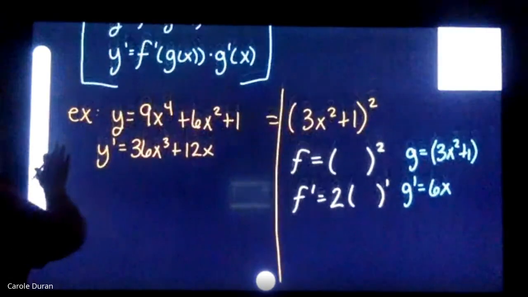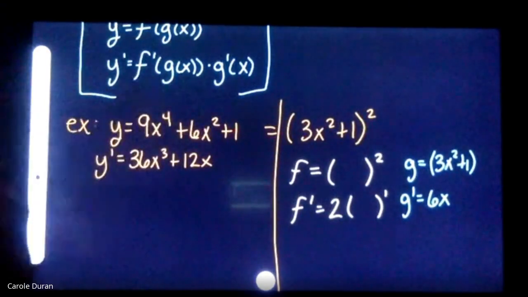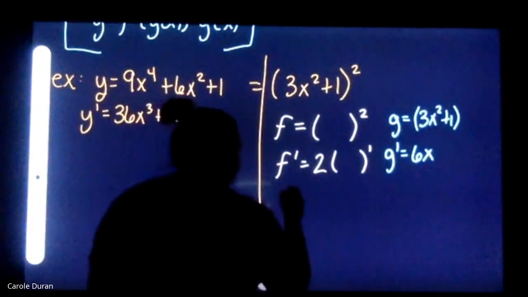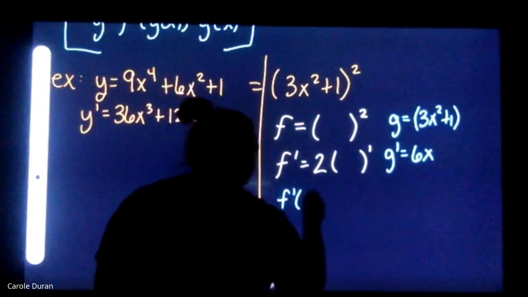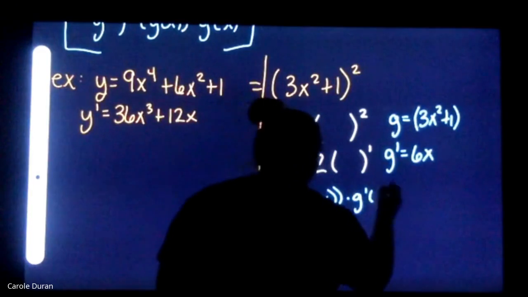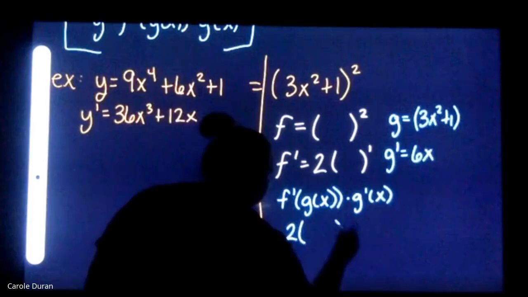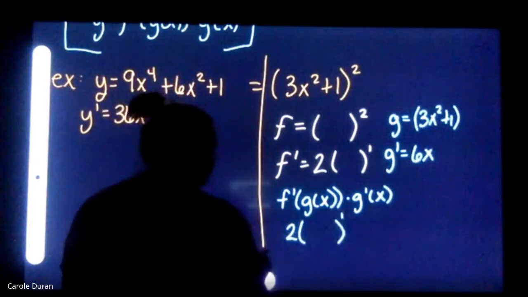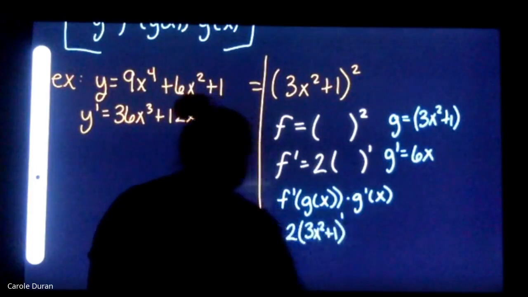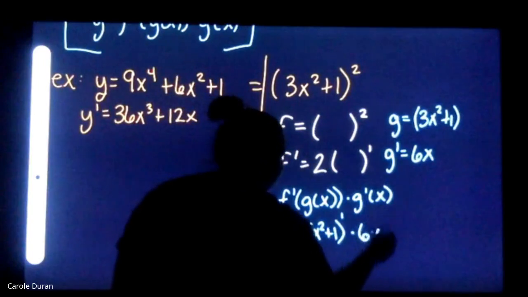I'm going to plug those into the derivative formula that we have for chain rule. So that means I'm going to have the derivative of F with the original G times the derivative of G. I know my derivative of F was 2 parentheses to the 1 power. The original G that goes inside was 3x squared plus 1. And then times my G derivative, which was 6x.